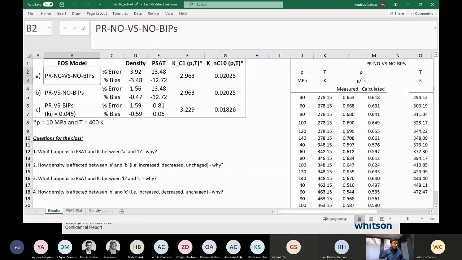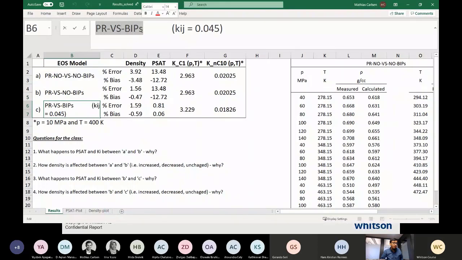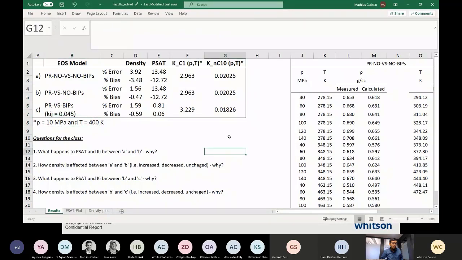So we have the case A, that's the PR, the Peng-Robinson US model we have used. There are no volume shifts being used and no binary interaction parameter. That's case A. Then we have case B, where we have the volume shifts but no binary interaction parameters. And then the third case with both volume shifts and binary interaction parameters. The magnitude of the binary interaction parameter that was used, for example.